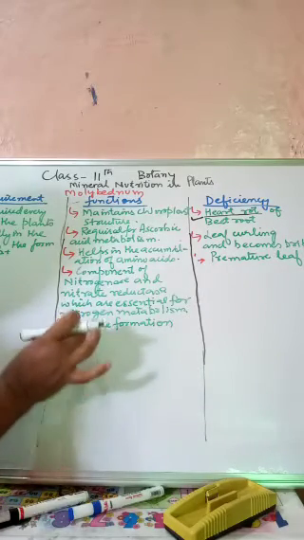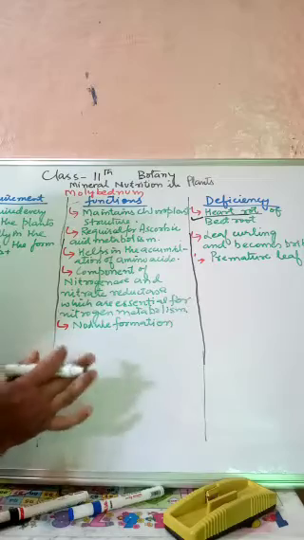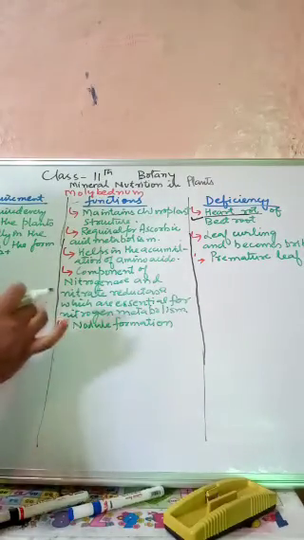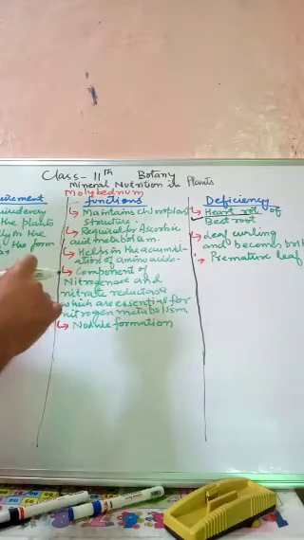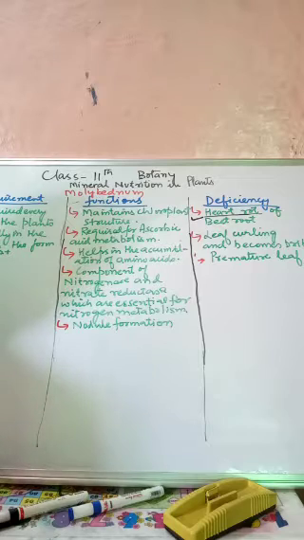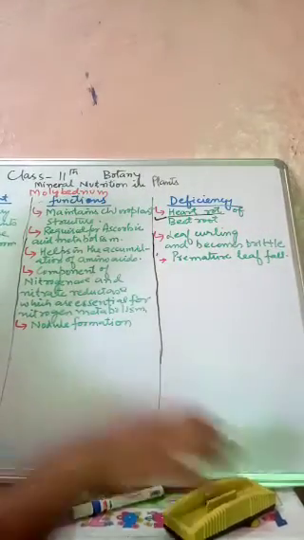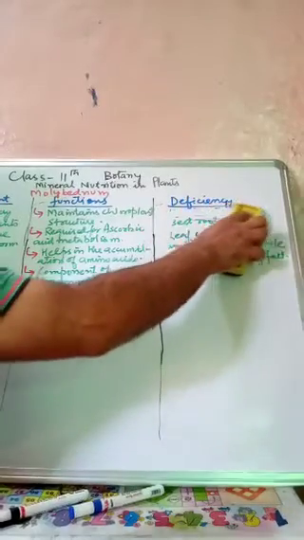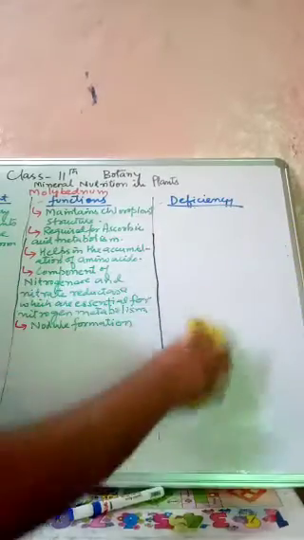This molybdenum is required for nodule formation, where we will see that Rhizobium type of bacteria can accumulate. These are some of the important functions which are going to be performed by this molybdenum. Now, what are these deficiencies?